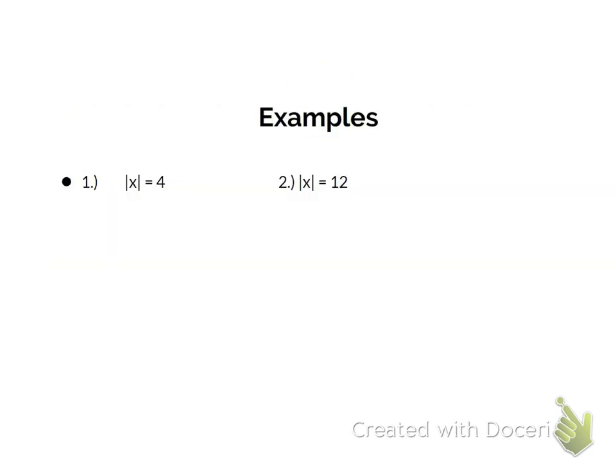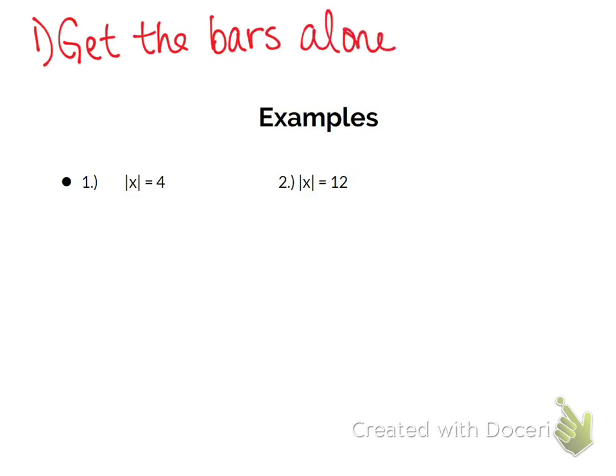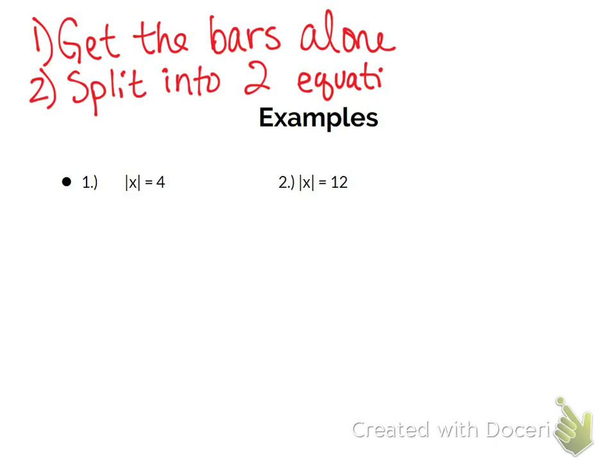So we are going to get into our examples, and we will talk about how these get solved. Our general steps for this are going to be to get the bars alone, the absolute value bars. And then our second step is going to be to split into 2 equations without bars. W/O means without. If you want to write out the whole word, that's fine. Get the bars alone, then split into 2 equations without bars.